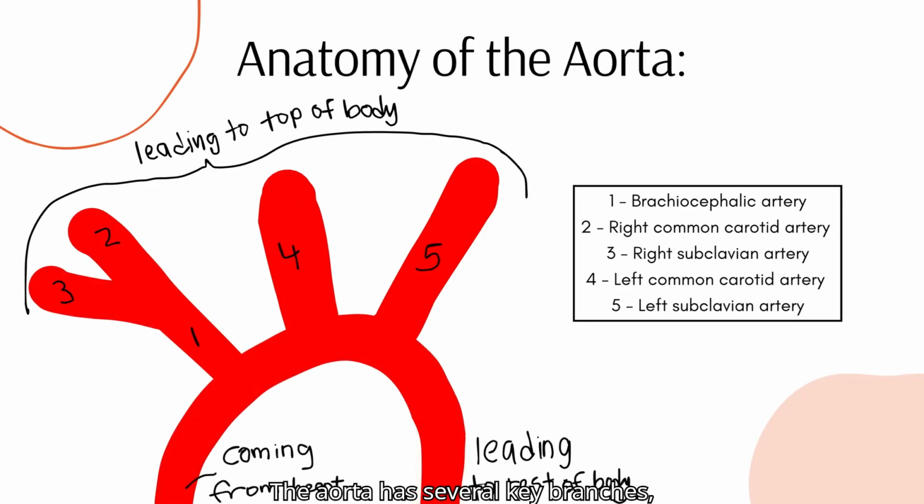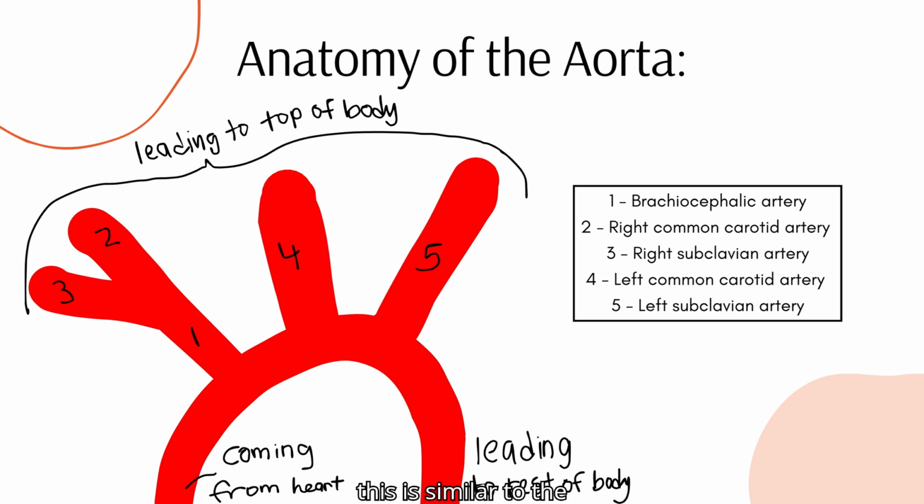The aorta has several key branches, including the brachiocephalic artery, which branches into the right common carotid artery and the right subclavian artery, and then the left common carotid artery and the left subclavian artery. So these branches at the top ensure that the oxygenated blood is reaching the head, neck, arms, and this top section of the body. And the part that's going down, the descending aorta, is ensuring that the blood distribution is making its way to the bottom half of the body as well.